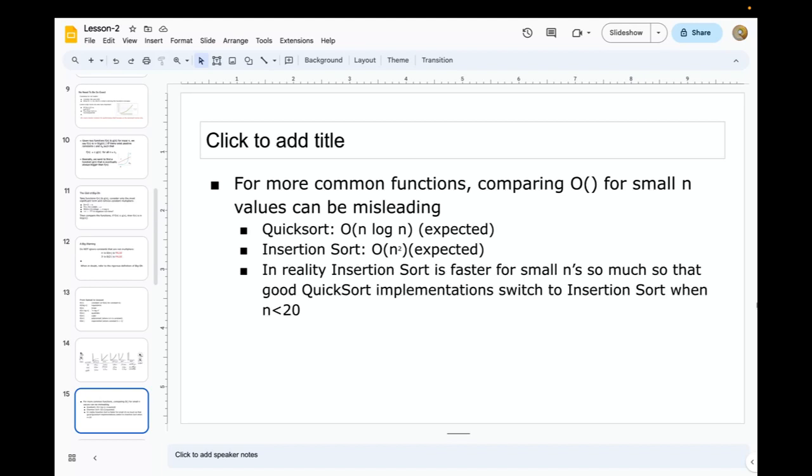So, for instance, quicksort's big O is n log n, and the insertion sort is n square. So, by theory, quicksort should be better than insertion sort. But in reality, insertion sort is faster for smaller n's. So much so that good quicksort implementations switch to insertion sort when n is less than 20.